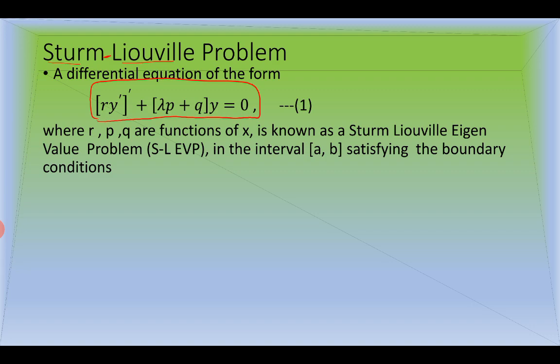When you expand this one, you apply the product rule: r dash y dash plus r y double dash, that's it, and lambda times p plus q times y is equal to 0. These two together become this single term, isn't it? Because using the product rule, you can expand it. So any differential equation that can be expressed in this form, equation number 1 form, is said to be a Sturm Liouville problem with some boundary conditions. We should have some boundary conditions.